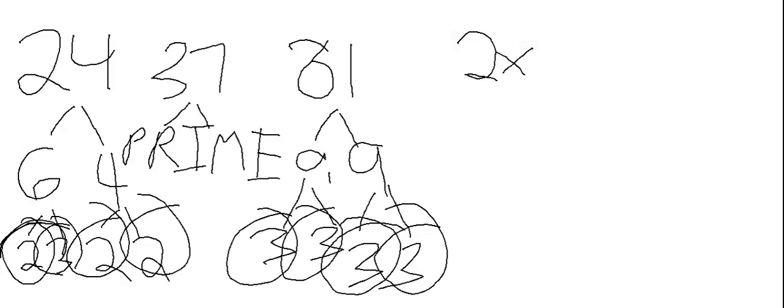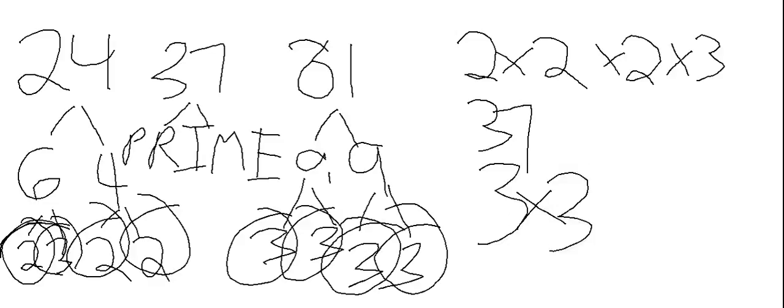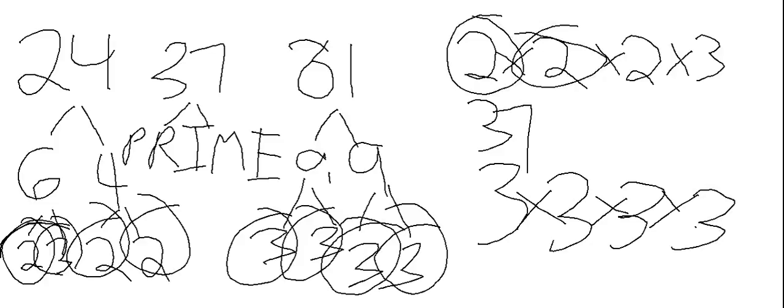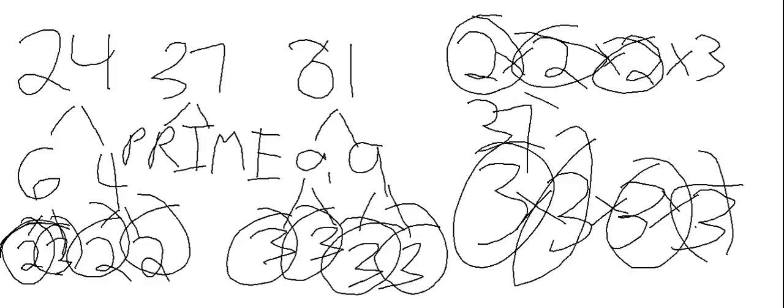2 times 2 times 2 times 3. This 37 is prime, so it's just 37. And 81, 3 times 3 times 3 times 3. So, which has the most 2s? This one. Which has the most 3s? This one. Which has the most 37s? That one, because it's the only one that has 37. So now we just have to multiply all this out.